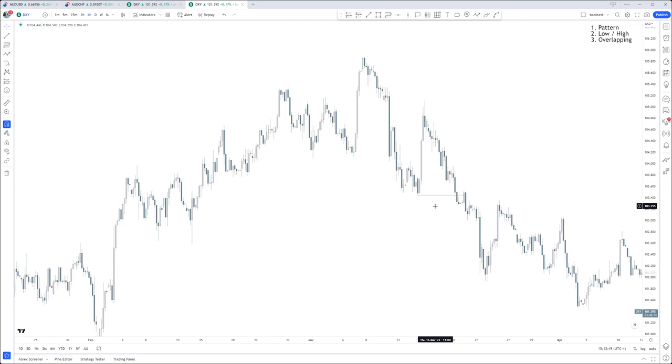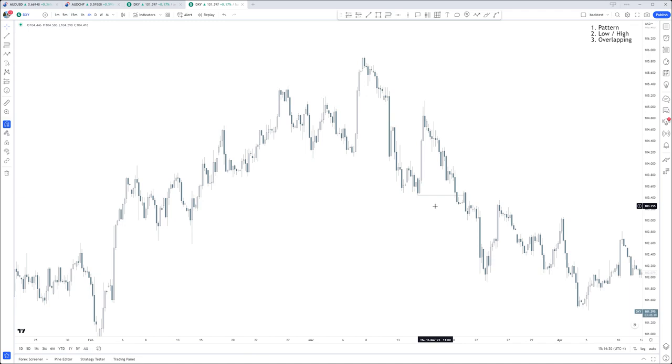If the wick isn't overlapping with a fair value gap, then take the body. All right, but the last step right here is number 3, overlapping. And again, if you don't know what a fair value gap is just yet, perfectly fine, because later these videos will make even more sense when you rewatch them. Not if, when you rewatch these videos.